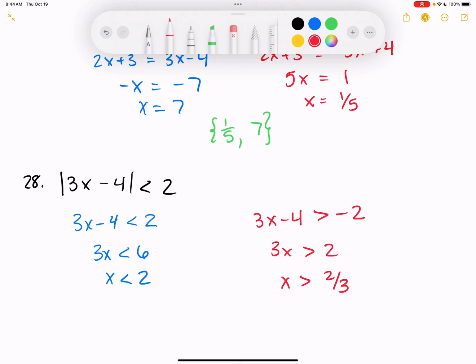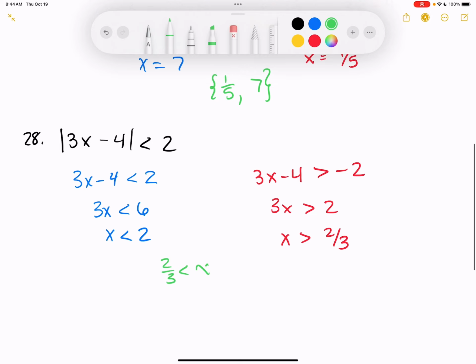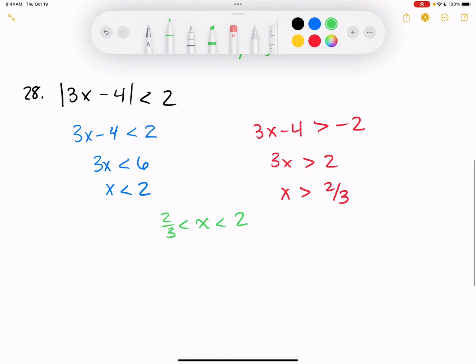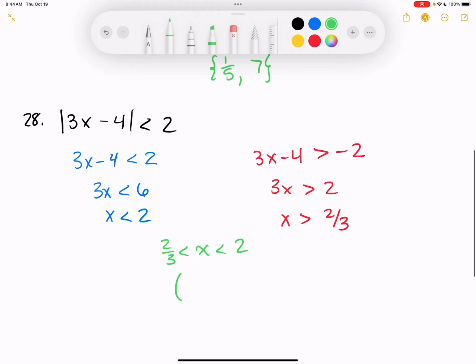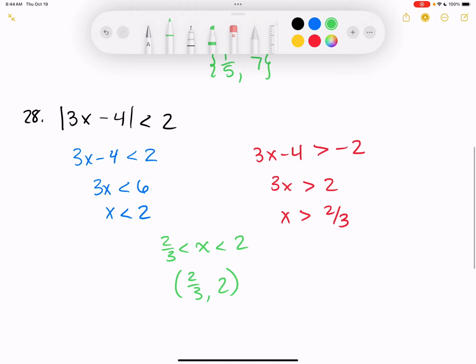Okay, so these have to be written a certain way. So this is going to be like case 2 in your notes. Okay, so I could write this in inequality notation as 2/3 is less than x is less than 2. Or I can write it the way that, does it specify? It says give the solution set in interval notation, so that's going to be parentheses because it's just less than, so 2/3 to 2. If it was less than or equal to, then it would be brackets. But since it's just less than, it's parentheses.